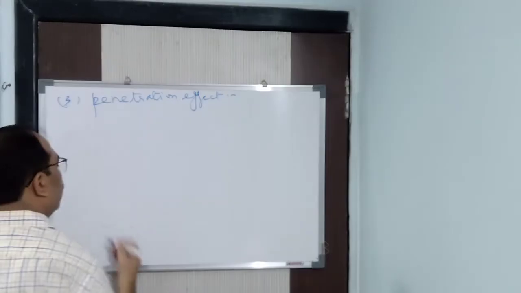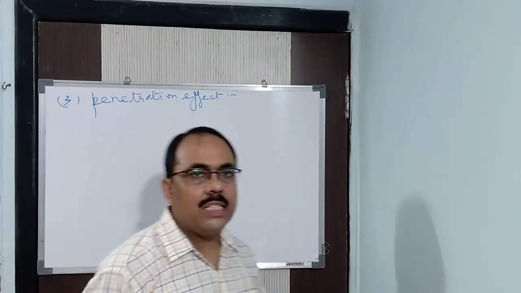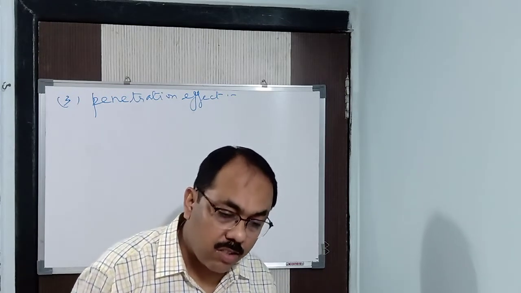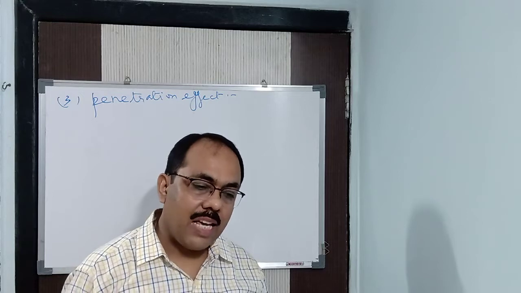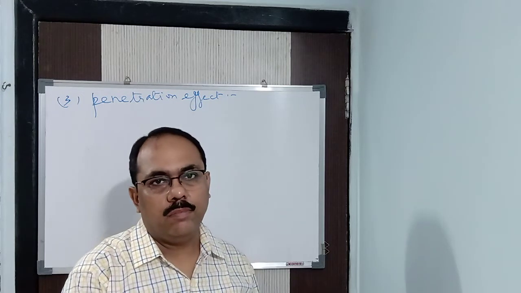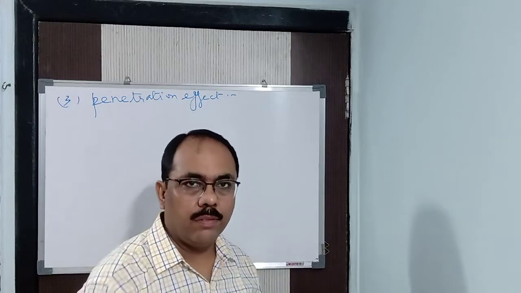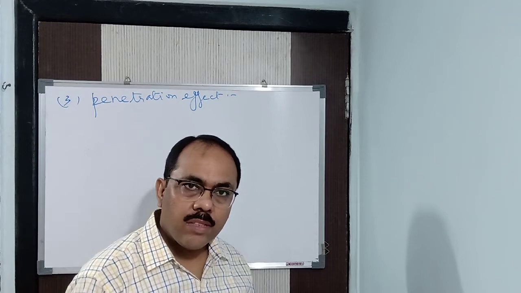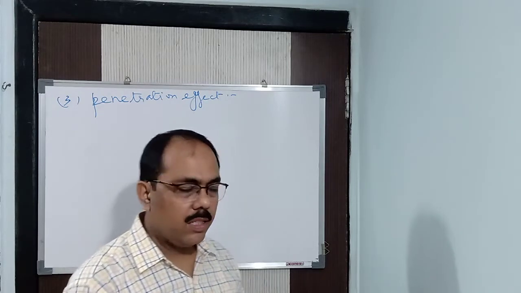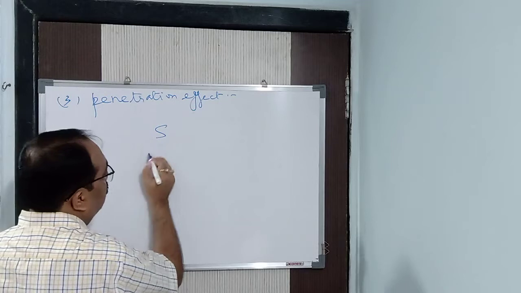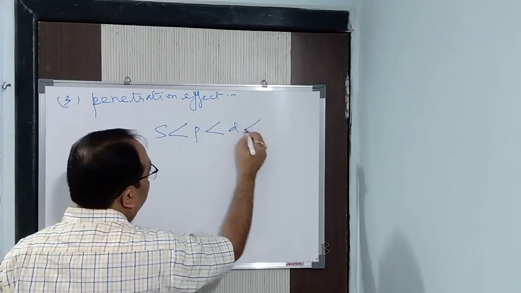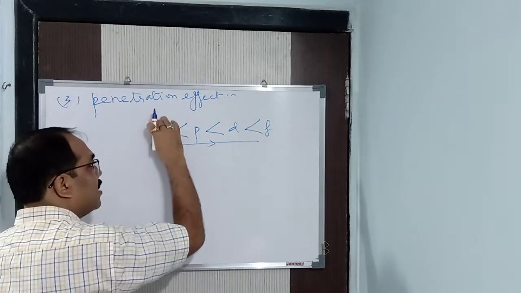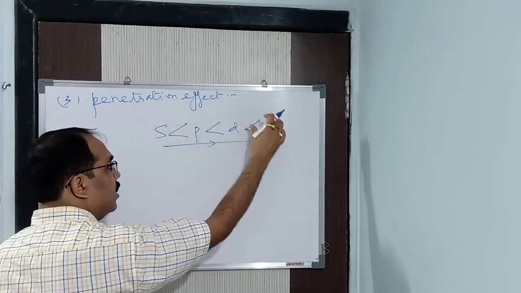Penetration effect means: if an electron is present in the S subshell and another electron is present in the P subshell, which will be easier to remove? The P subshell. Why? Because the S subshell is nearer to the nucleus and the P subshell is further away. If it is further away, definitely it is easier to remove, just like atomic size. So remember, S subshell, then P, then D, then F, because the distance from the nucleus increases in this manner.